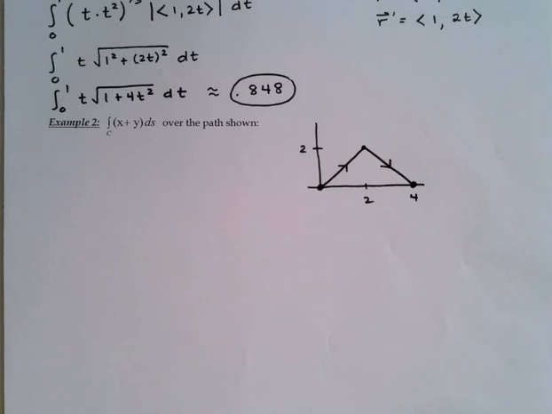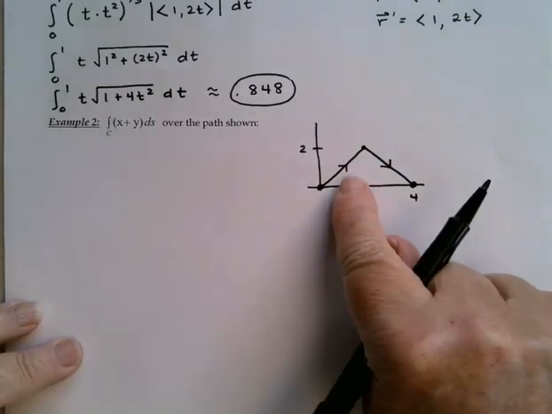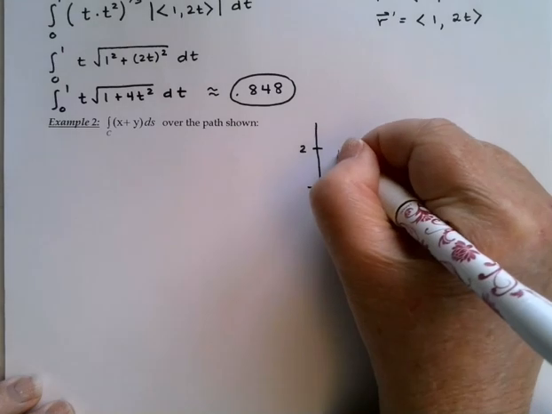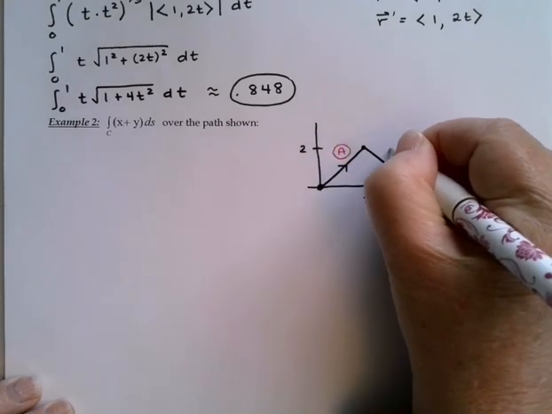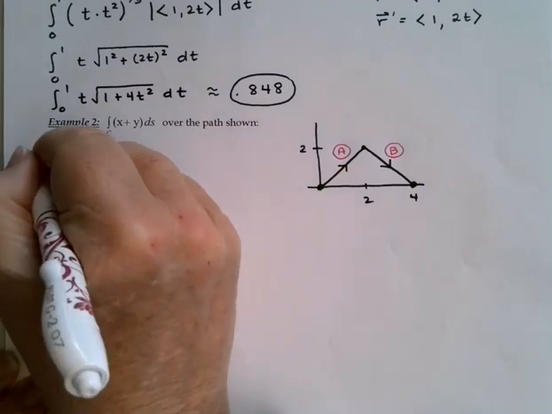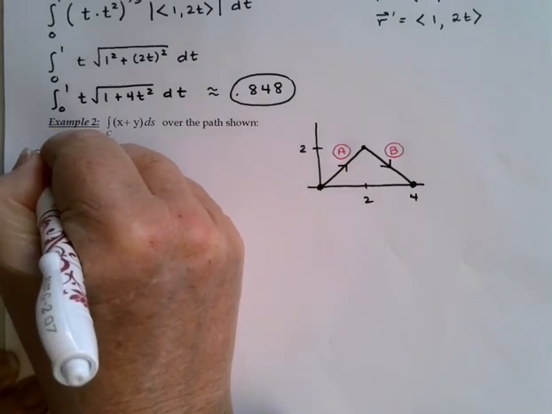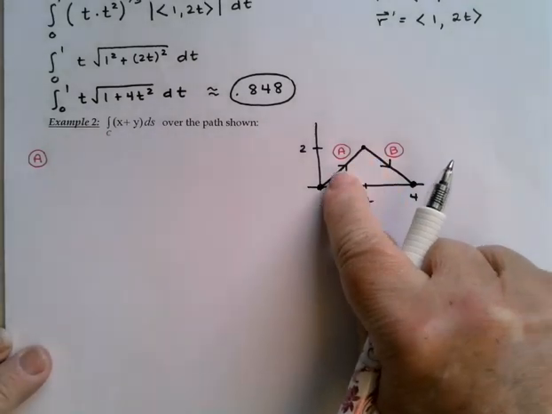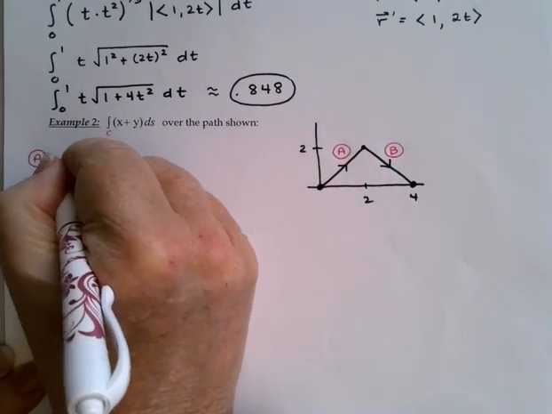All right. In a situation like this, where you can't define the path by a single equation, your best bet is to do it in two pieces. So I'm going to say this part of the path I'll call A, and that part of the path I'll call B. And we'll have to do two separate line integrals and add them up. So for A, we really have the path y equals x here.